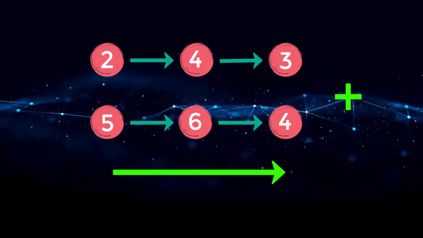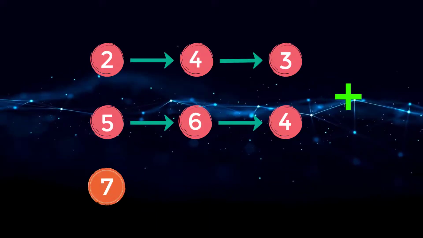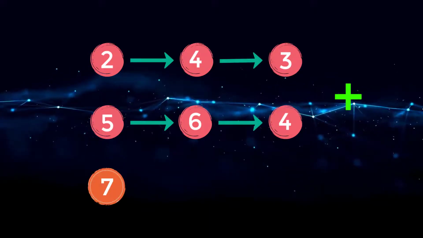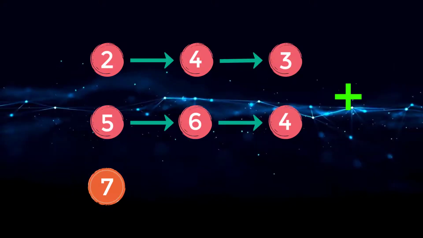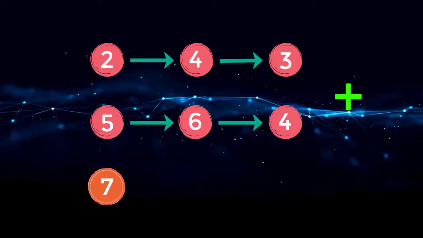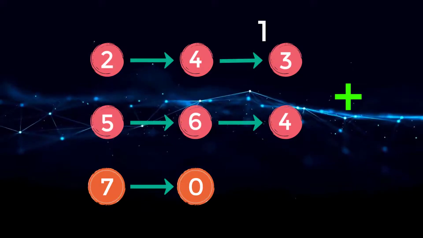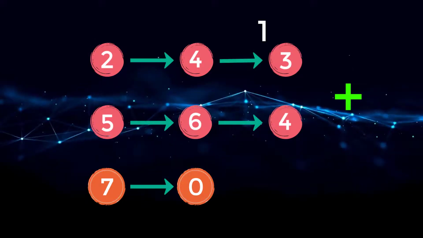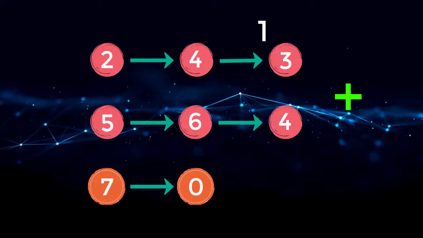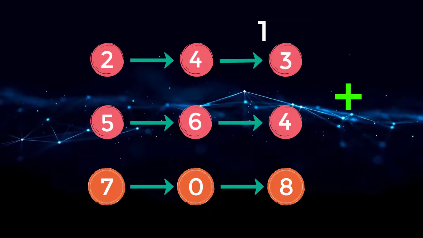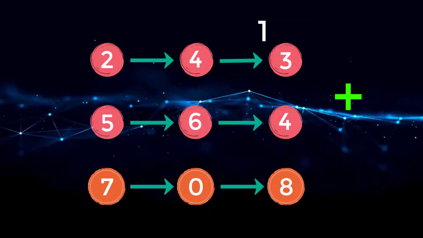We would first do 2 + 5, which equals 7. We move to the next nodes, we do 4 + 6, which is 10. And so what this means is we hold a 0 in the place of our output node and carry a 1 to the next nodes. And then we do 3 + 4 + 1, which is 8. So our final output would be 7 pointing to 0, pointing to 8.